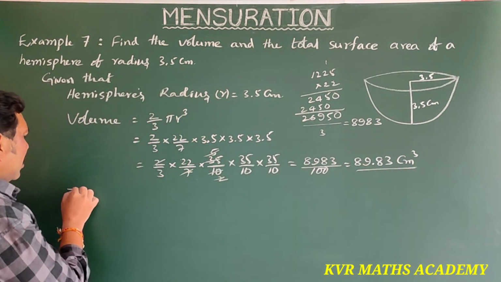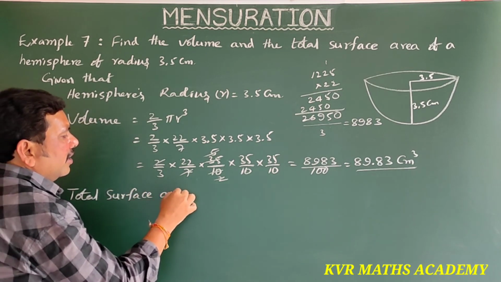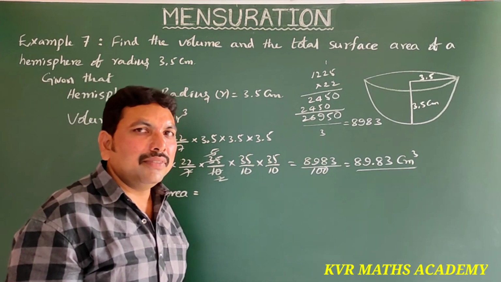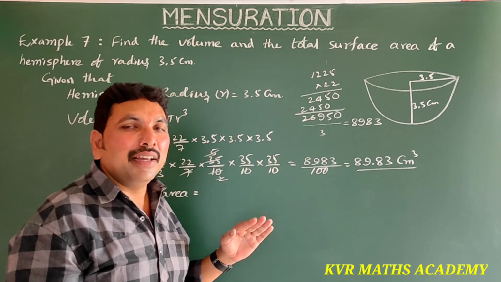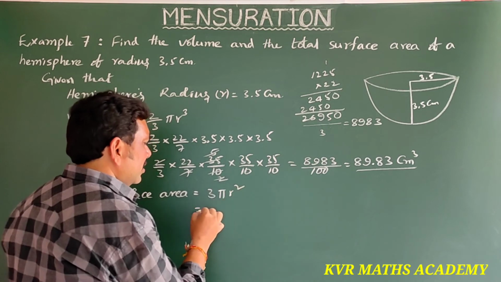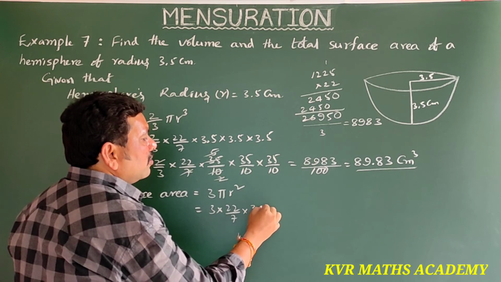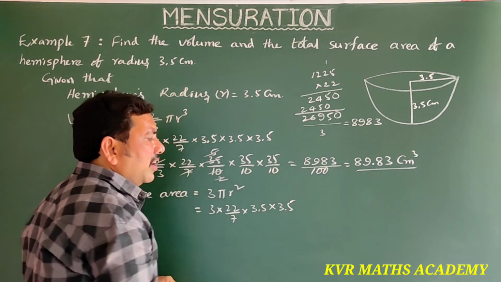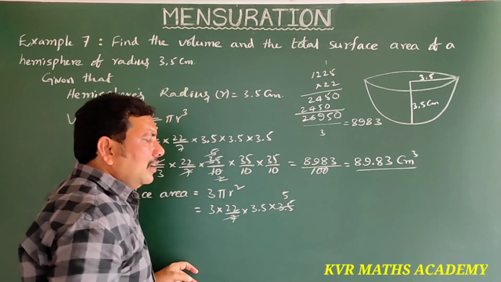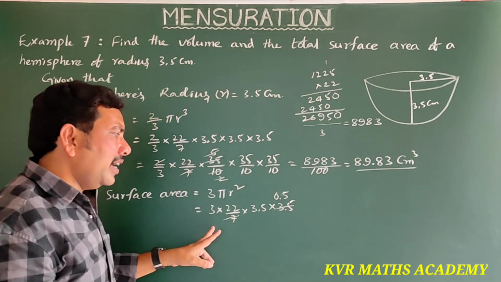Next, total surface area. What is the formula? TSA of the hemisphere. CSA means 2 pi r square, and TSA means 3 pi r square. So this is 3 pi r square. That is equal to 3 into 22 by 7 into r square. 3.5 whole square means 3.5 into 3.5. Right? 7 in 35, actually 5 times gets cancelled, no. So in 3.5 it means 0.5 times.